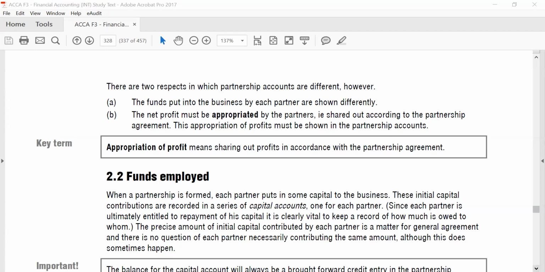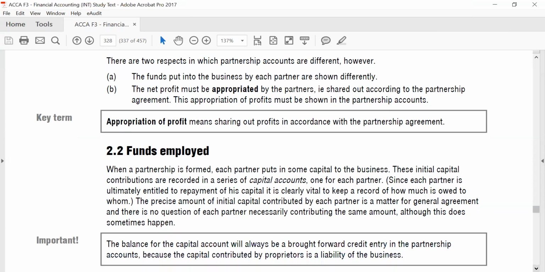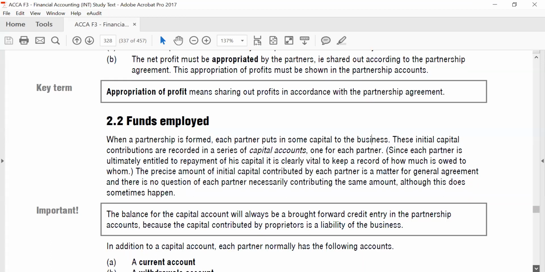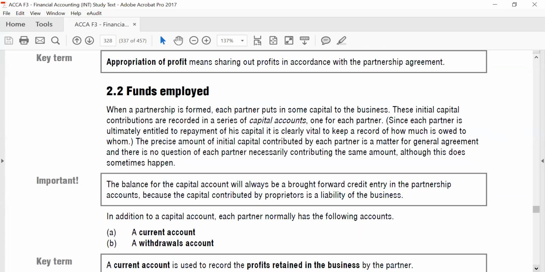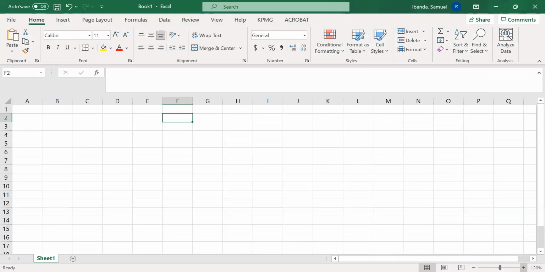So partners contribute capital, and this is what we mean by funds employed. The initial capital contribution is recorded in what we call the capital accounts for each of the partners. When you're drawing up your capital account, the capital account has columns for each of your partners. Let me try to demonstrate something here, so we can see.